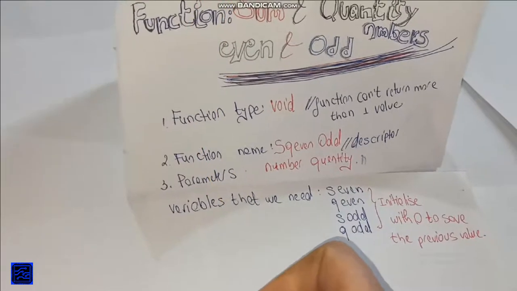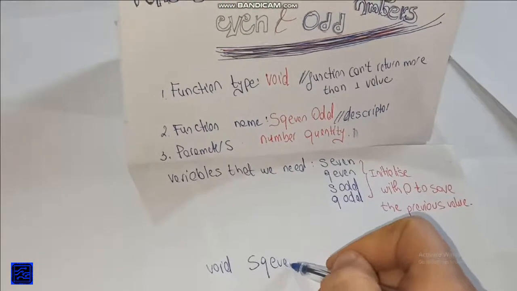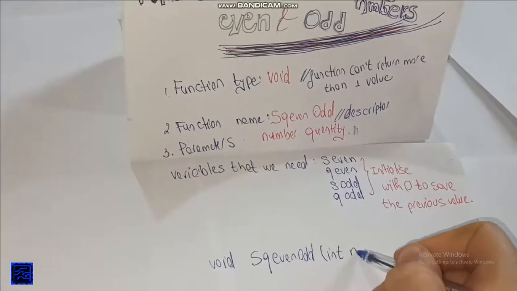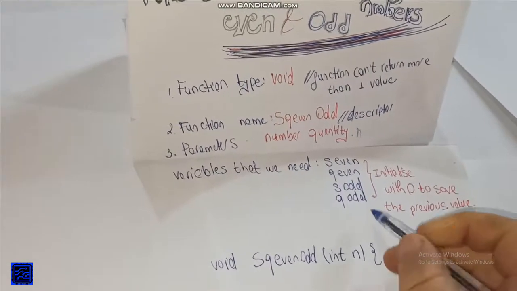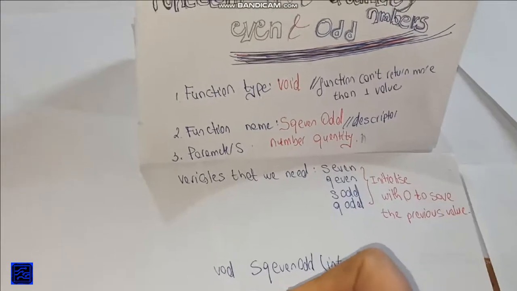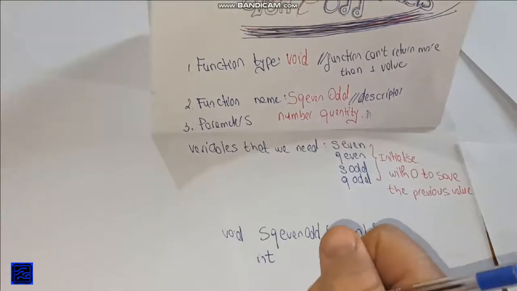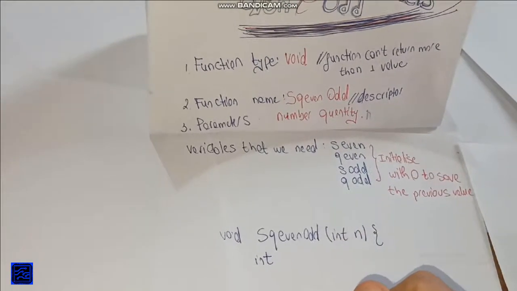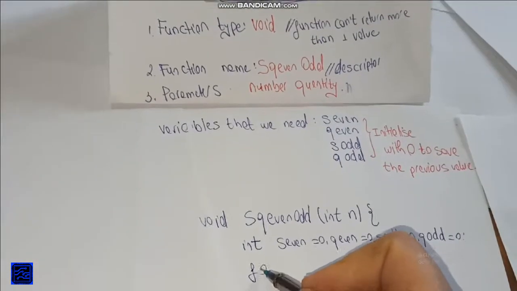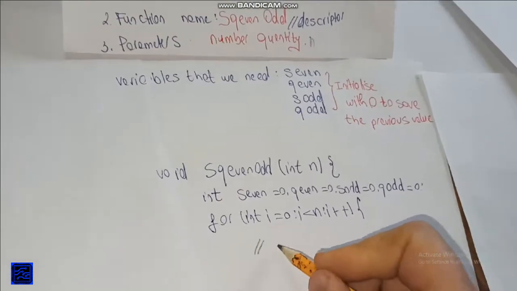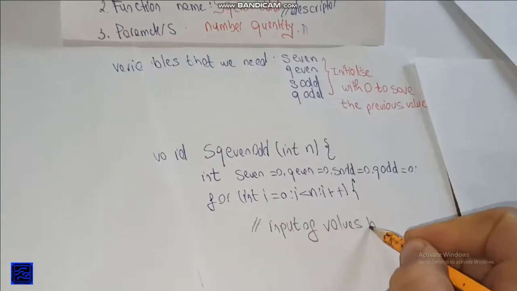Void sum, quantity even, odd, integer, and opening curly brace. As we said, we'll have all variables that will take integer: sum even, quantity even, sum odd, quantity odd, initialized with 0. Take a for loop. There will be input of values by the user.